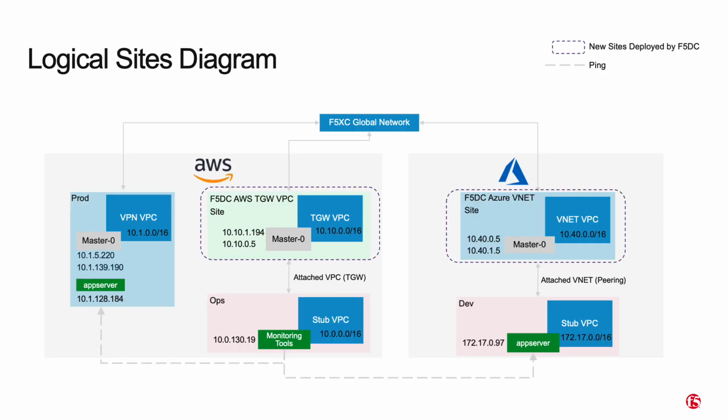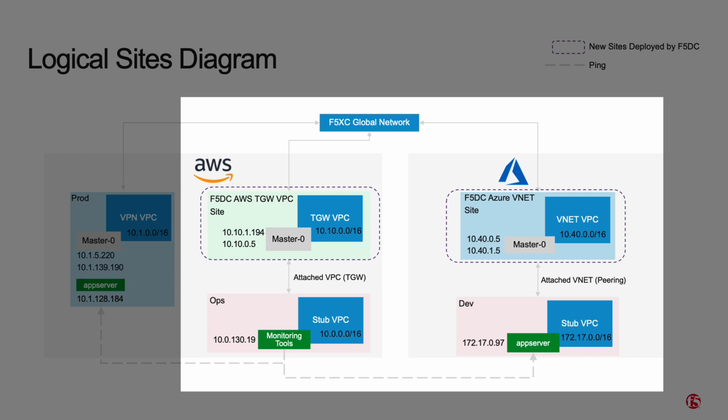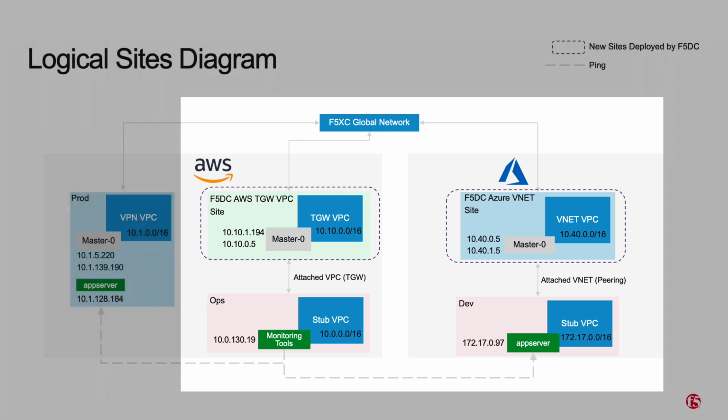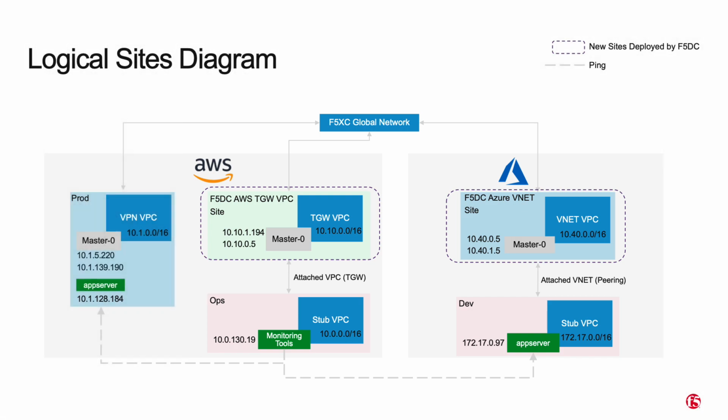In this topology, I have 3 sites deployed. 2 are in AWS and 1 in Azure. And in this demo, I will specifically be deploying a Transit Gateway attached VPC using the F5 Distributed Cloud and an Azure VNET, and I'll be connecting these to my existing services in the respective clouds.